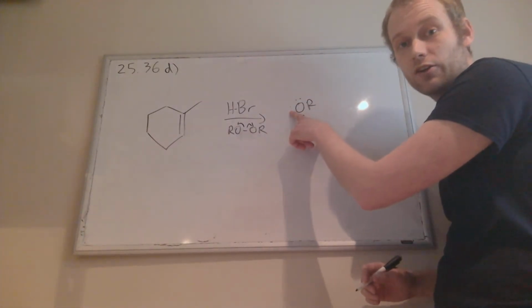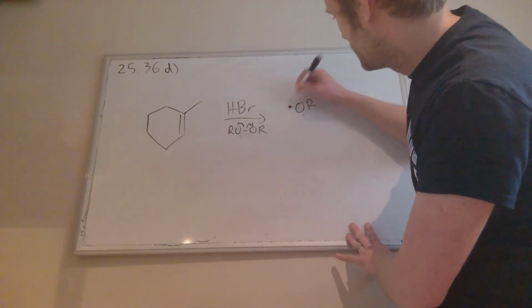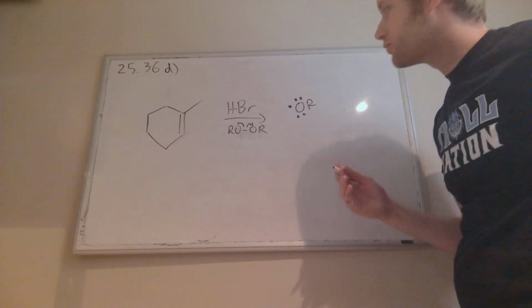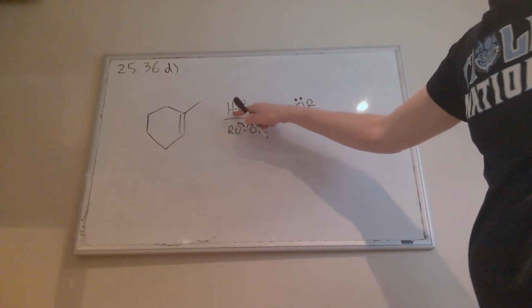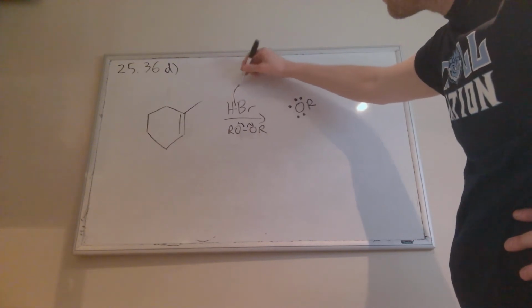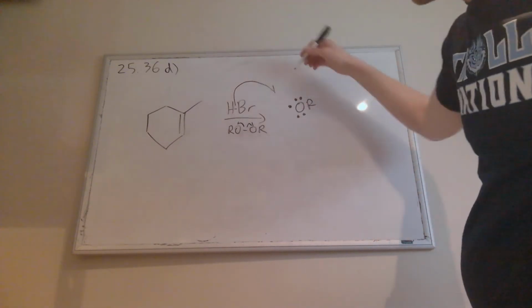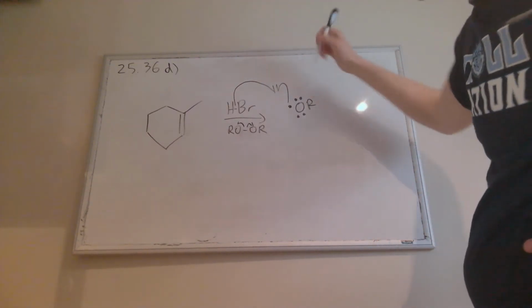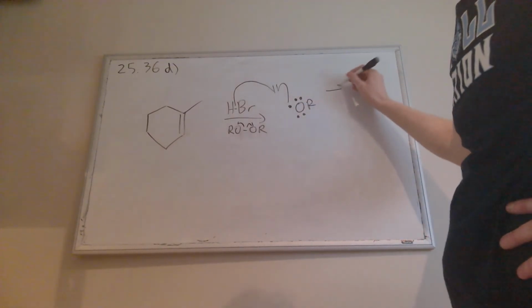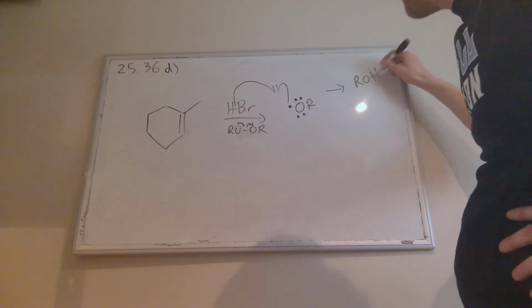These OR radicals can then react with something else. Let me draw those a little bit bigger. And the next most reactive bond that's present is this HBr bond. So we should expect to see this homolytically cleave. We'll have one of those electrons react with the one single electron from this radical, and we will produce ROH, just an alcohol.